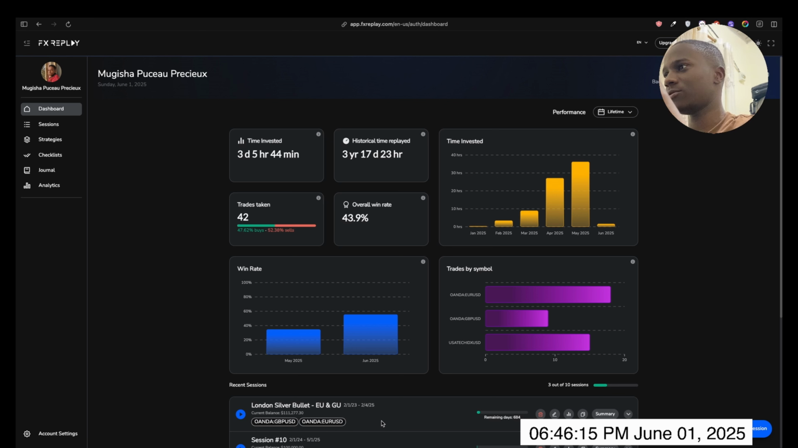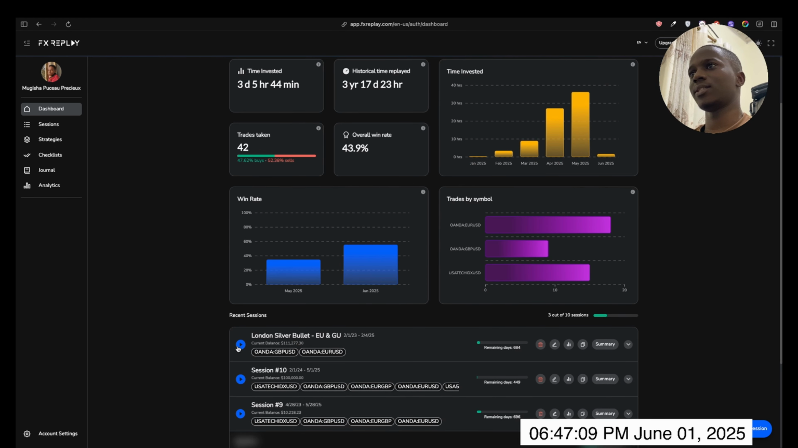Later on I will do the New York AM session and the New York PM session, and then see which one gives a better win rate, or which one I will choose between the London and the New York Silver Bullets. So let's get right into it without delaying in the details.